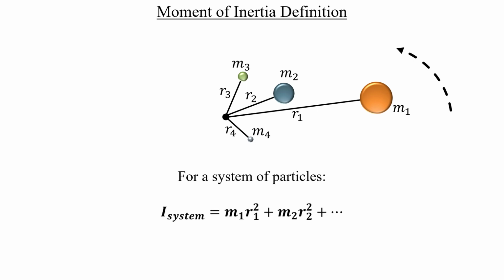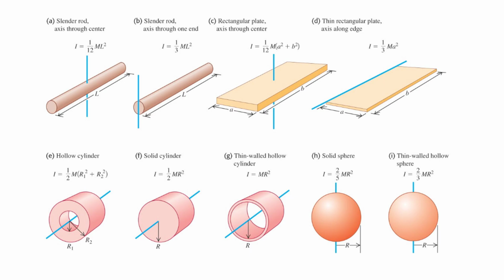It's that easy. What isn't easy is finding the moment of inertia of a large continuous object, because we would have to use a calculus approach instead. We'll worry more about the calculus stuff later, but in the meantime, here's a really helpful table of different results that you would get for the moments of inertia for some common geometrical shapes.